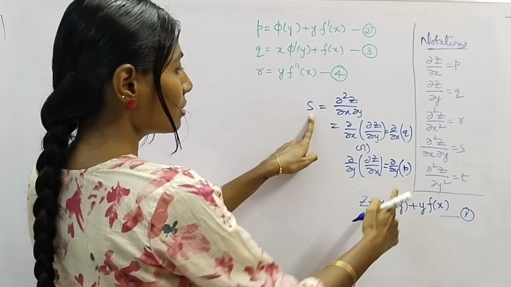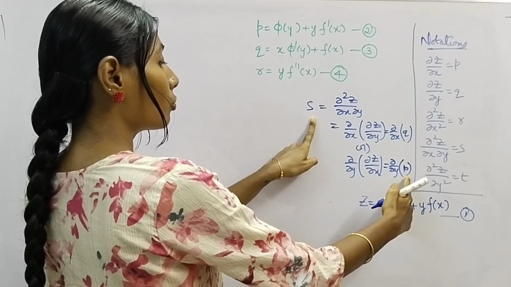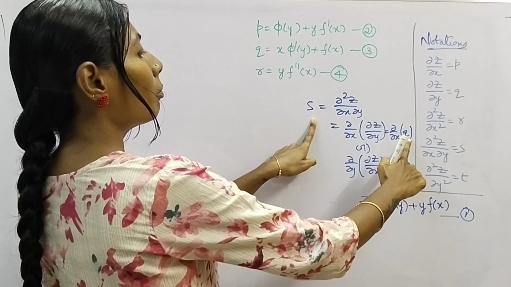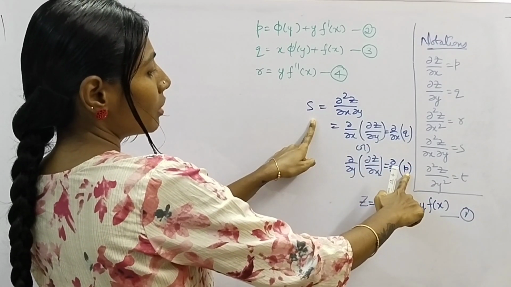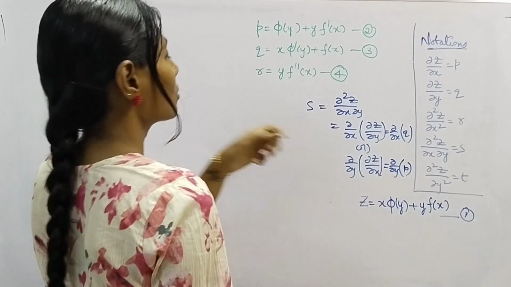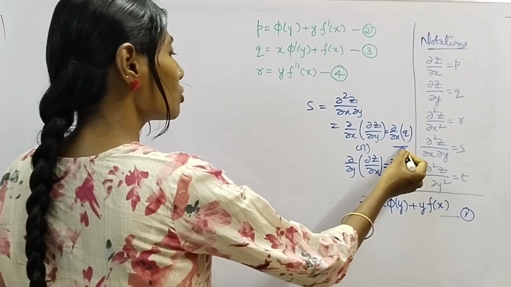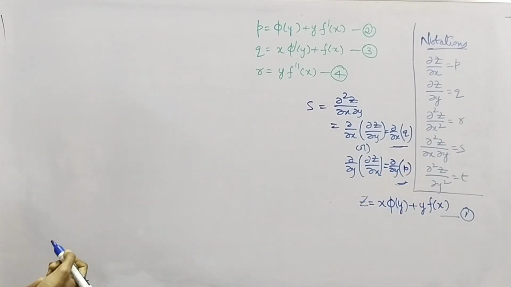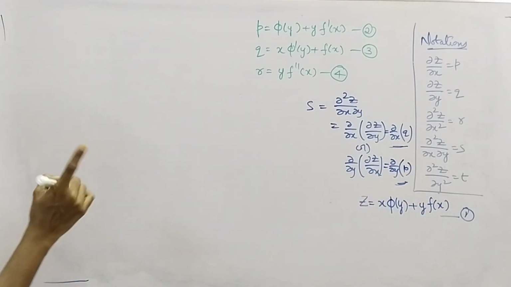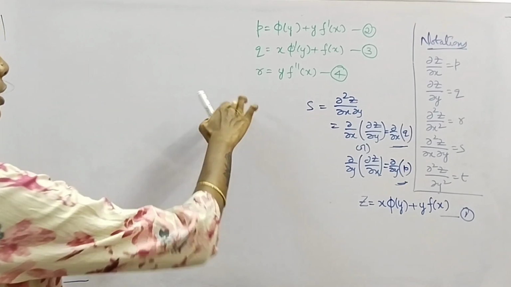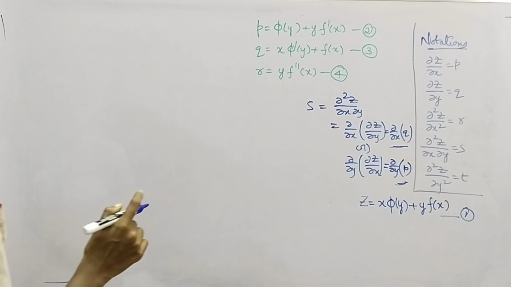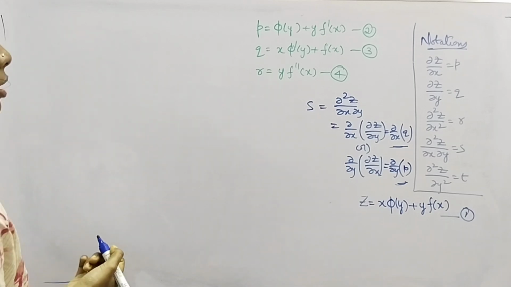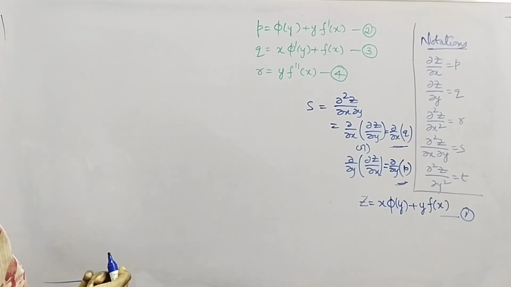In order to find s, you can also find the partial derivative of p with respect to y. Either the partial derivative of q with respect to x gives s, or the partial derivative of p with respect to y gives s. You can find any of these two to find s. I'll show one clearly, and the next one I'll just write down.